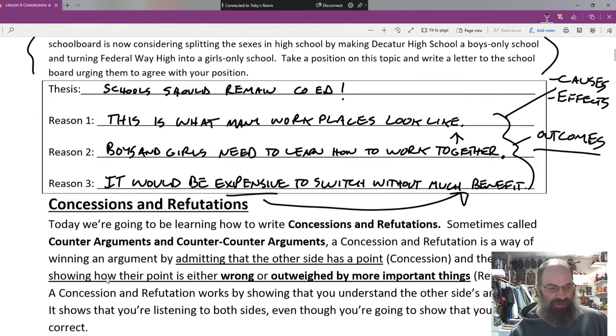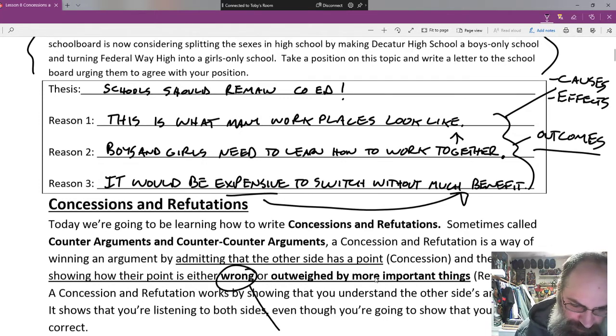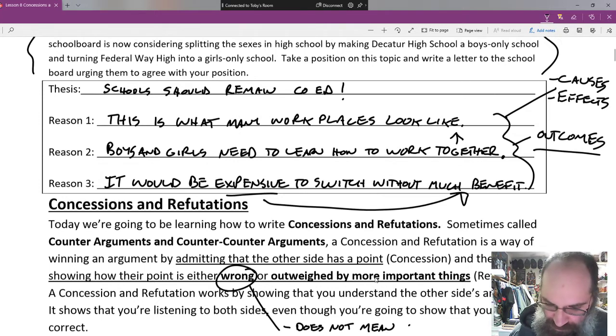So there's two types. You point out that their point is either wrong or outweighed by more important things. This is the refutation. Now remember, wrong does not mean stupid.